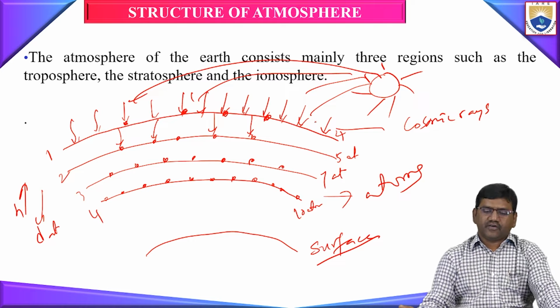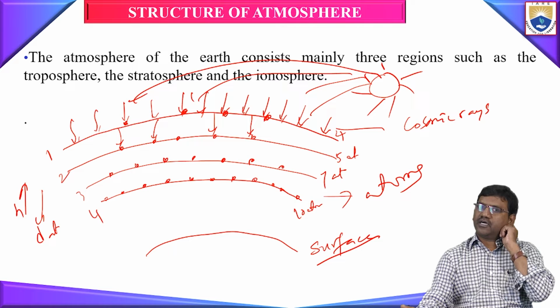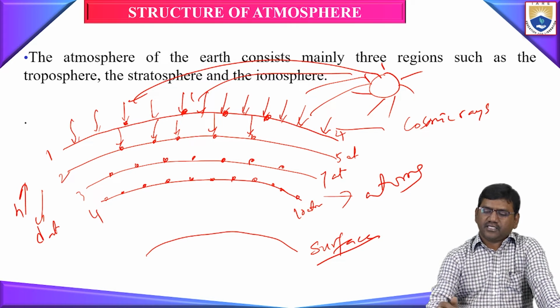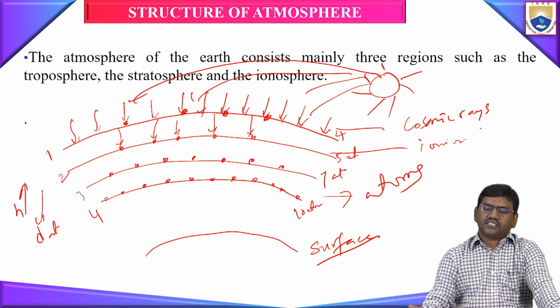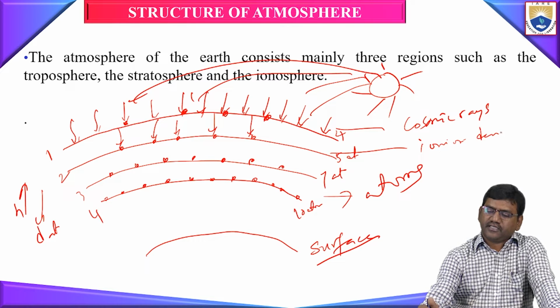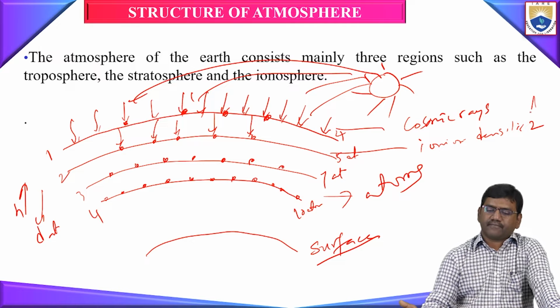When again the cosmic rays fall on the second layer, again the electrons are released here. Some amount of energy is being absorbed by the atoms here. The electrons are released. Again, these free electrons, we call ions. Again, here also the ionization process is repeated. That means here the ionization density is different with respect to the first layer.